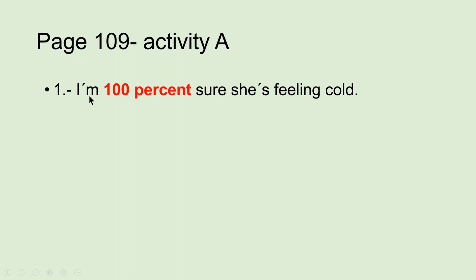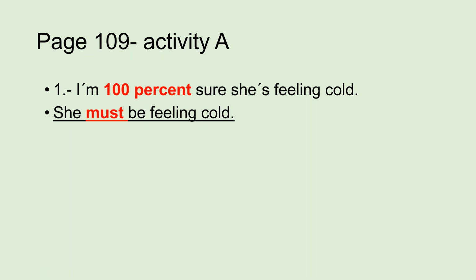On page 109 in activity A, we're going to start with exercise number 1. I'm 100% sure she's feeling cold. Remember, if we're saying 100%, it means that we can use... I'll give you some time, some space. You can pause the video if you want. Must. This is the modal verb that we use when we're sure of something. She must be feeling cold.